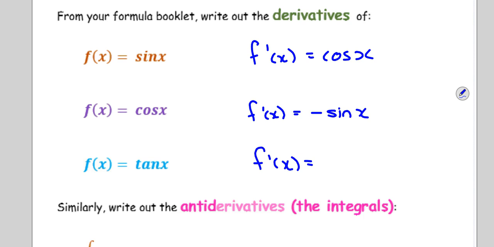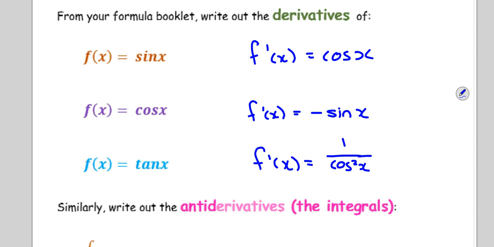See that front page? Remember the front page of your unit booklet? The unit booklet has the formula for the derivative. 1 over cosine squared x. Yeah, 1 over cos squared x. And the next page shows you a proof for that as well.